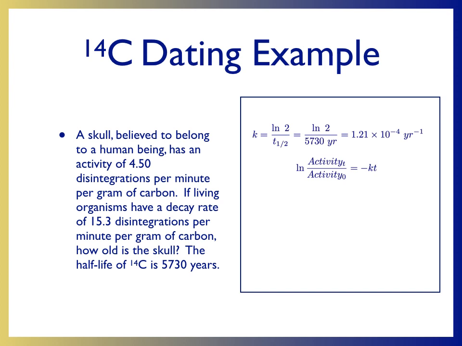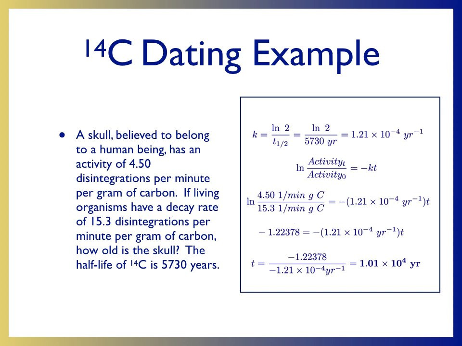Now let's look at our integrated rate law, which says the natural log of the ratio between the original activity and the activity at time t is equal to minus kt. We can substitute in our activities into the natural log ratio and also substitute in our rate constant. The natural log of the ratio between the activities is equal to minus 1.22378.